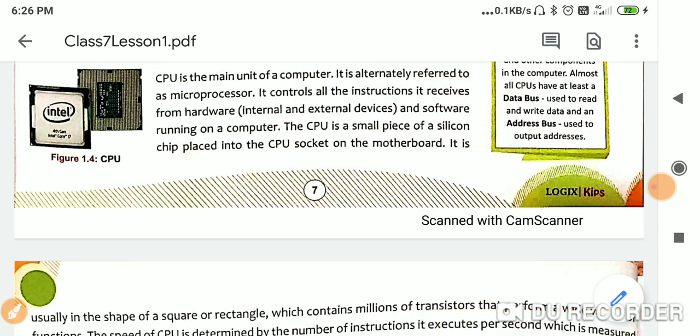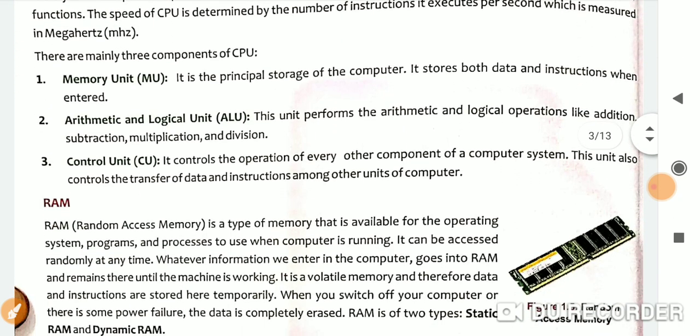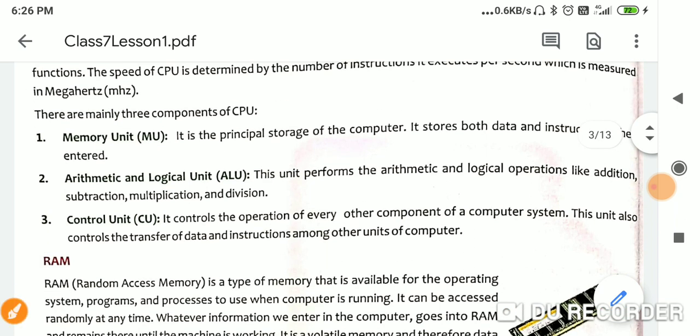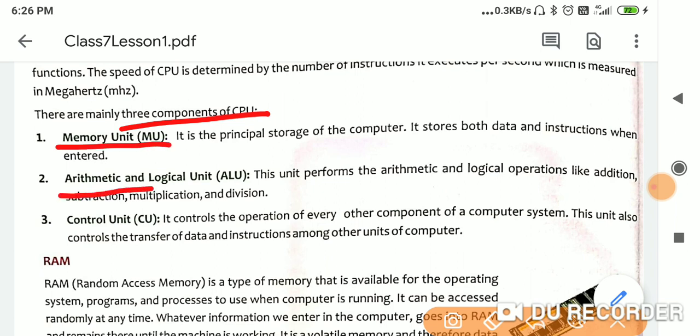Okay, and then in the next page, you have to write the mainly three components of CPU, or three main components of CPU are memory unit, arithmetic and logical unit, and control unit. You need to write only headings, no need to write explanation about these units.